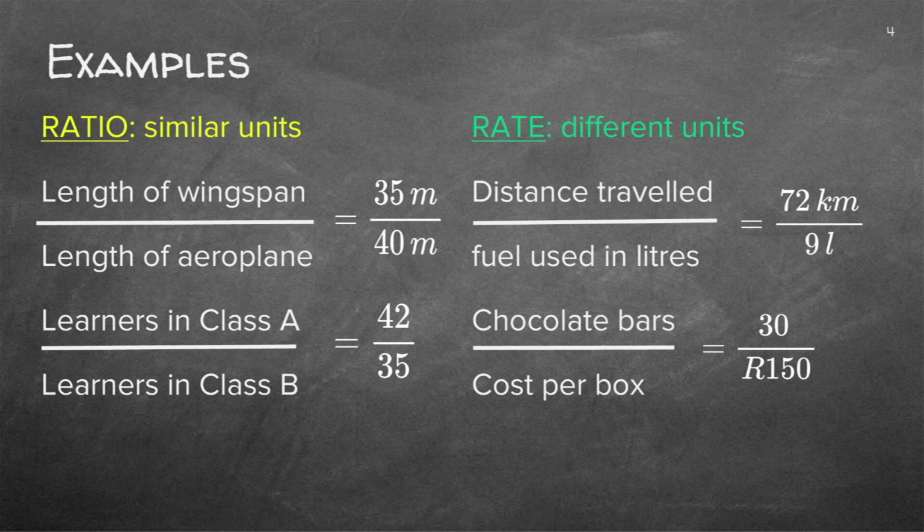Let's do more examples of the difference between ratio and rate. Remember we said in ratio it's got similar units. So we've got a meter over a meter, length of wingspan over the length of the aeroplane, learners in a class, same units, ratio, whilst in rate we have different units, distance travelled and the fuel used in litres, those two different quantities, and chocolate bowls and the cost per box.